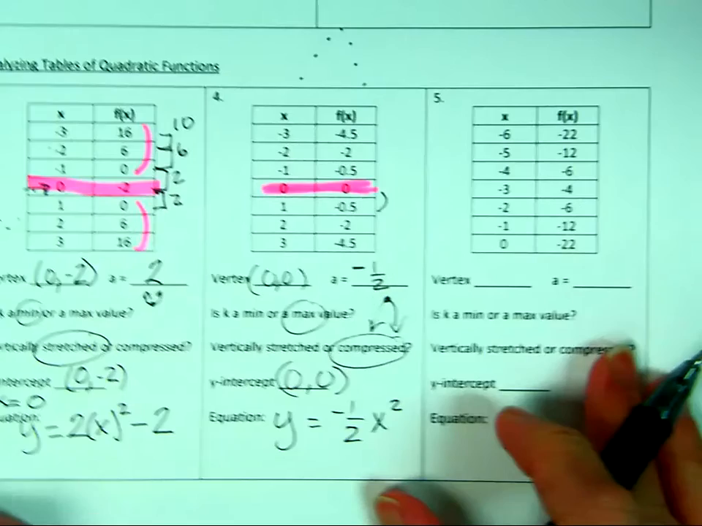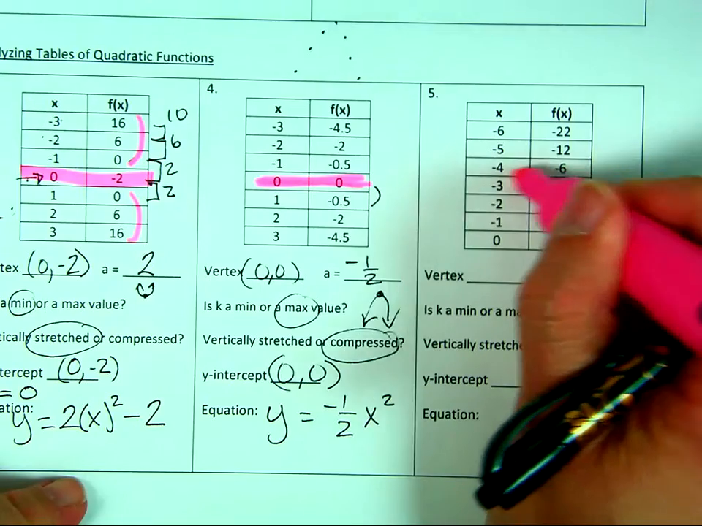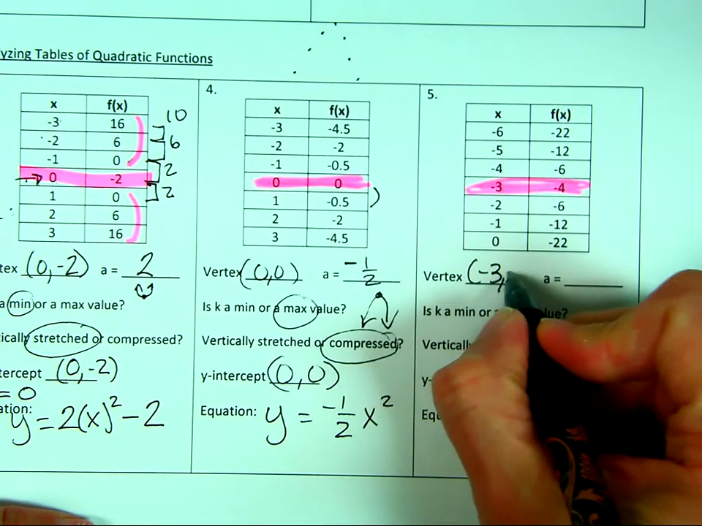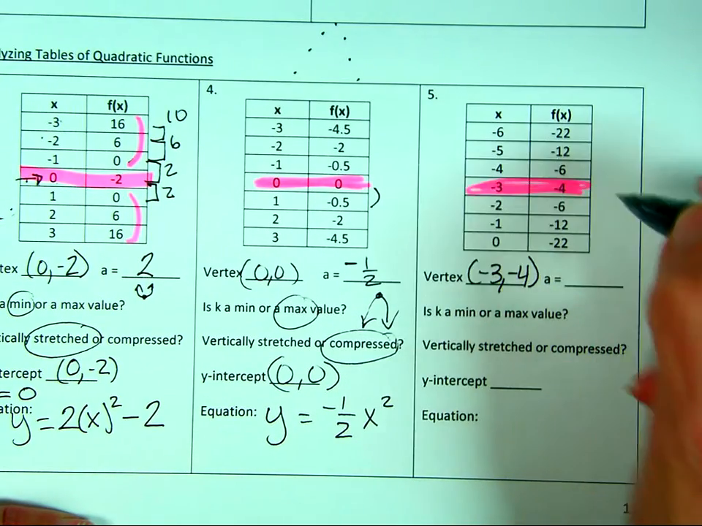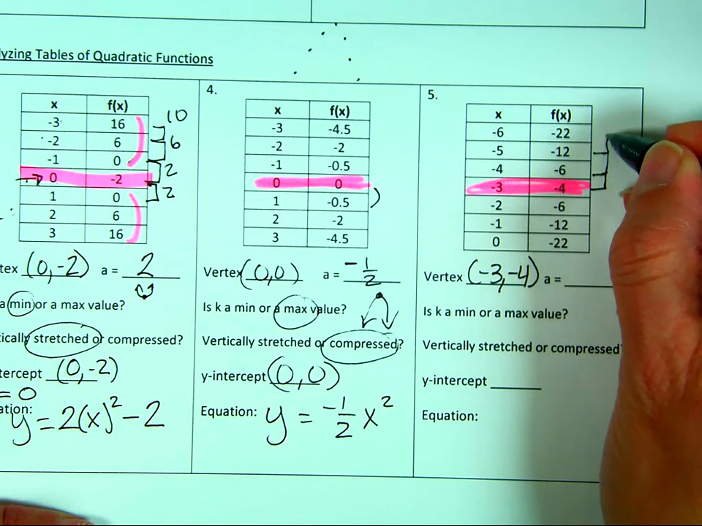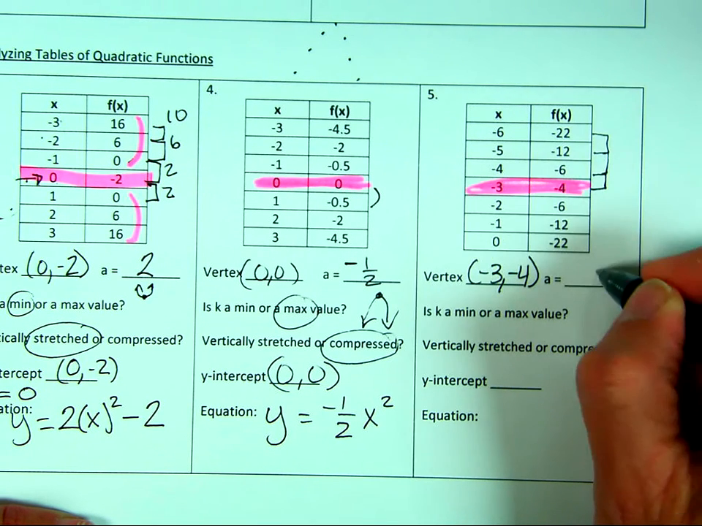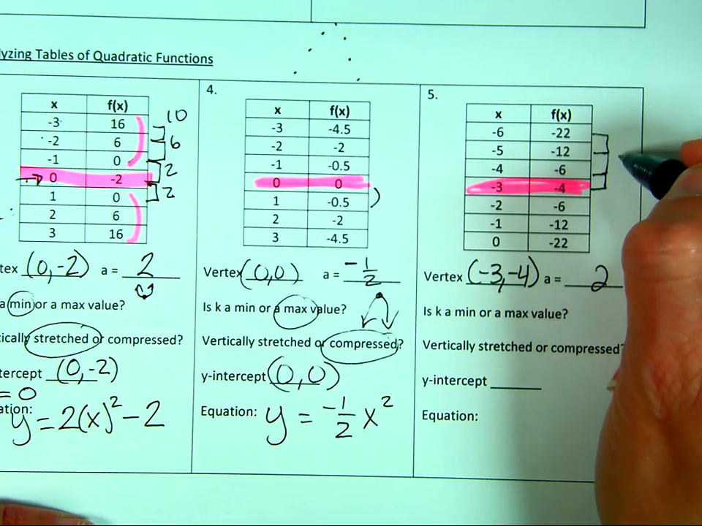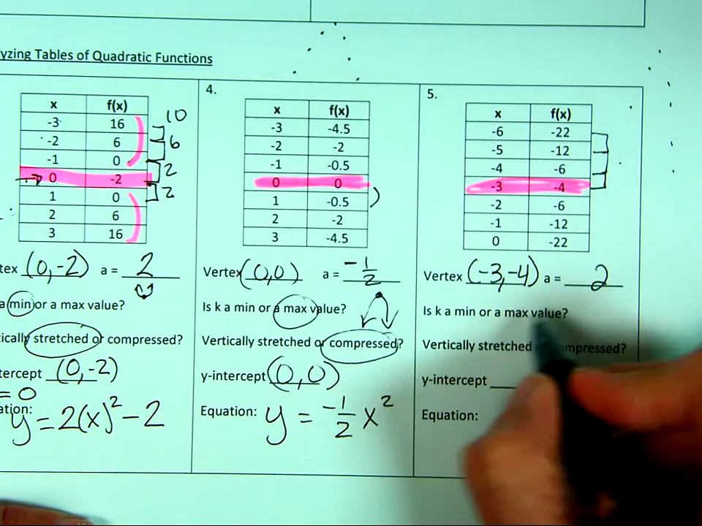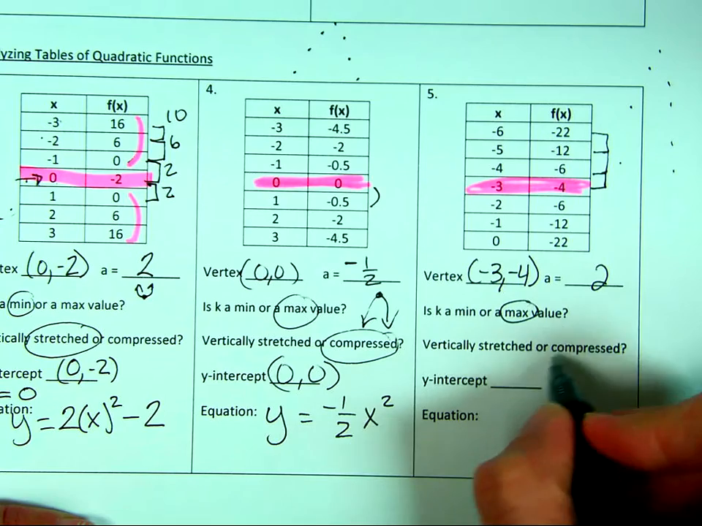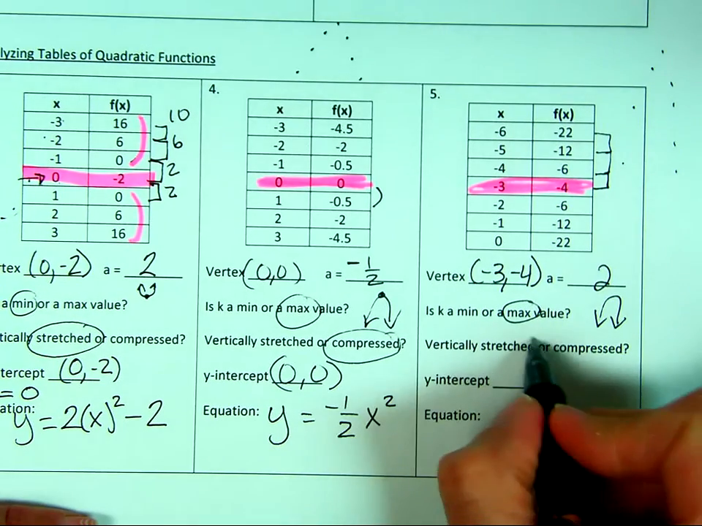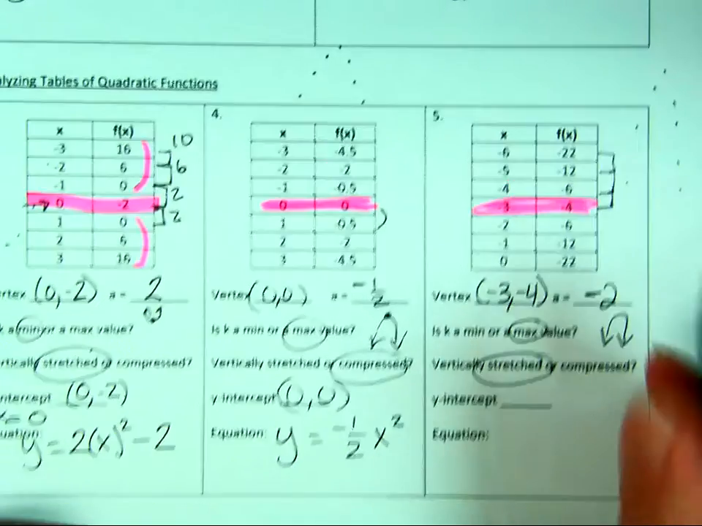All right, last one. We notice our vertex is right here. So that's going to help us write our equation in a minute. What's the A value? Well, this distance is 2. This distance is 6, this distance is 10. So it looks like we're back to a 2. And then I see that it's at -22, then -12, then -6. It's going to be going upside down. So that means we're going to have a maximum value. And it's opening down. If A is 2, that means it's stretched. A is going to be -2 since it's opening down.